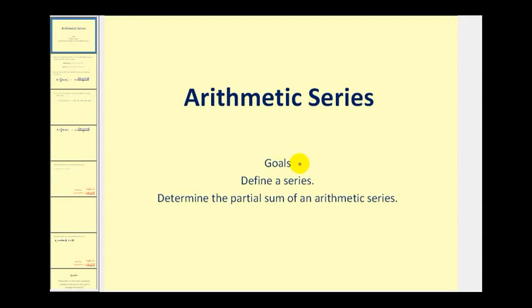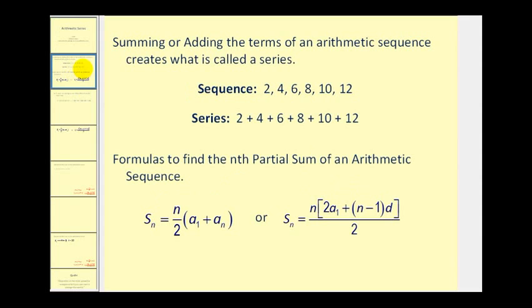The goals of this video are to define a series and also to determine the partial sum of an arithmetic series. The summing or adding of the terms in an arithmetic sequence creates what is called a series. So a sequence is a list of terms and a series is a sum of terms. And these are the formulas that we can use to find the nth partial sum of an arithmetic sequence. Let's see if we can figure out where these formulas are coming from.